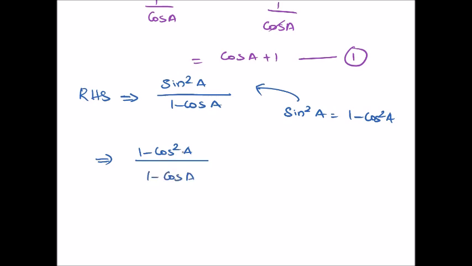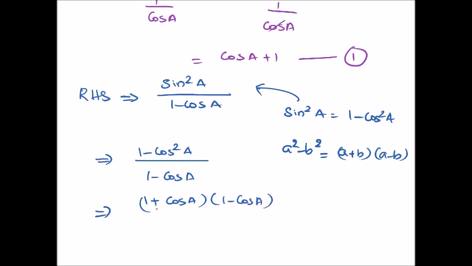In the numerator, it's in A square minus B square form. So we can write (A plus B) into (A minus B). That implies (1 plus cos A) into (1 minus cos A) divided by (1 minus cos A). Here this (1 minus cos A) and (1 minus cos A) will cancel. You will get 1 plus cos A.